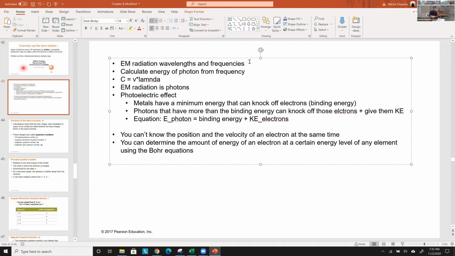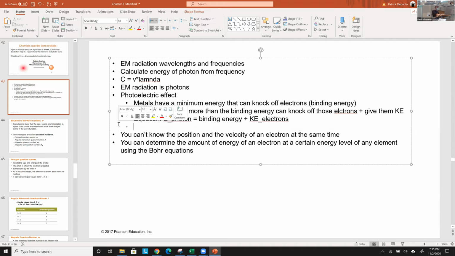Photoelectric effect. I think I explained that part pretty well, but you have the metal, which has a minimum energy that is needed to knock off an electron from that metal. It's called the binding energy. Photons that have more than that energy can knock off the electrons and give them kinetic energy. Therefore, the energy of the incident photon equals the binding energy plus the kinetic energy that it gives to the released electron after the incident photon hits the metal. So that's the photoelectric effect in a nutshell.